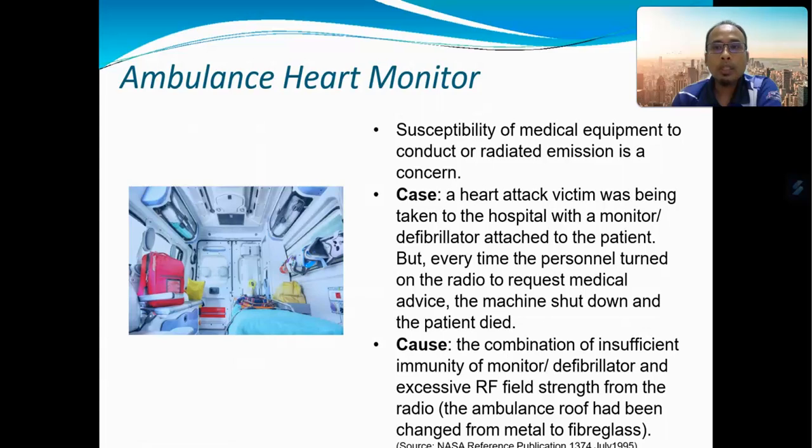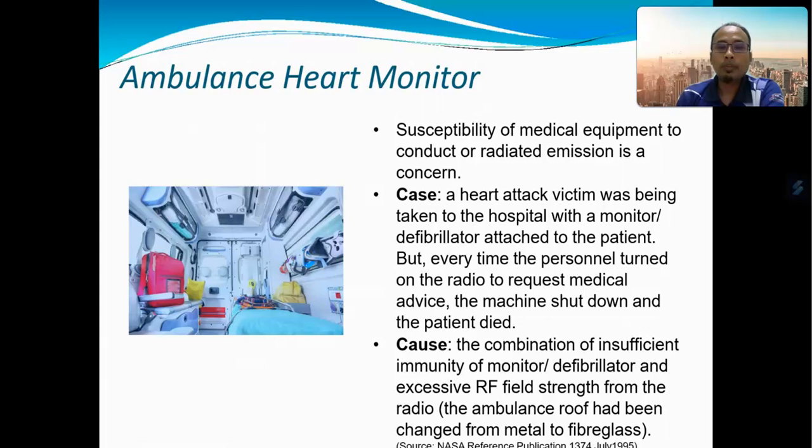And the next case involves an ambulance heart monitor. The susceptibility of medical equipment to conducted and radiated emissions is a concern. In this case, a heart attack victim was being taken to hospital with a monitor or defibrillator attached to the patient. But every time the personnel turned on the radio to request medical advice, the machine shut down and the patient died. This is a very serious case.